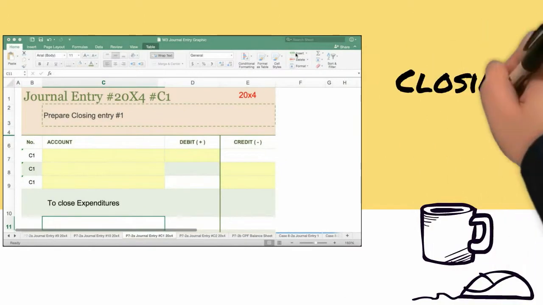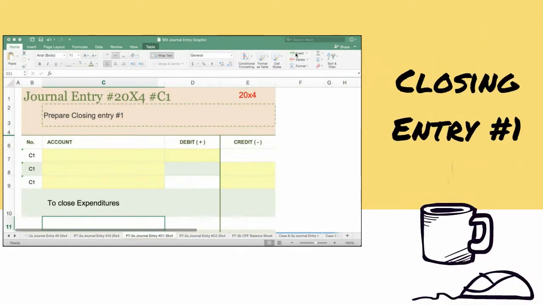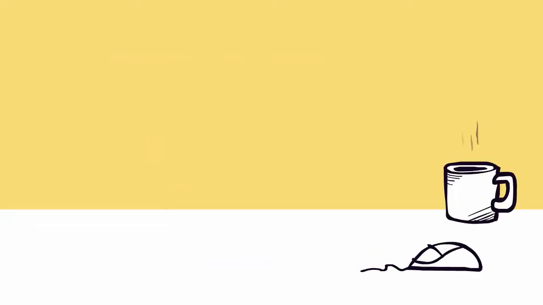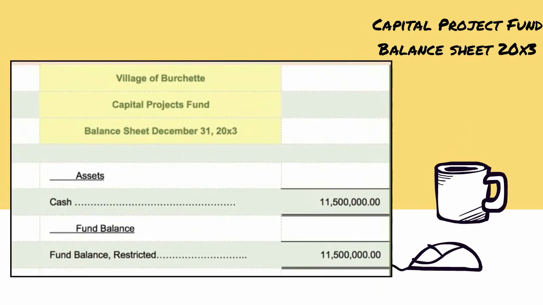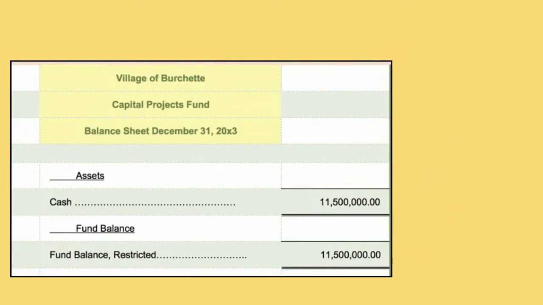This first closing entry is a 3-line entry, and this is the entry to close the expenditures. The second and final entry for 2000X4 is to close and transfer the account and terminate the capital projects. This slide may be a little bit out of order, but requirement B, I think it was to prepare the fund balance sheet for the Capital Projects Fund at 2000X3, and here it is.